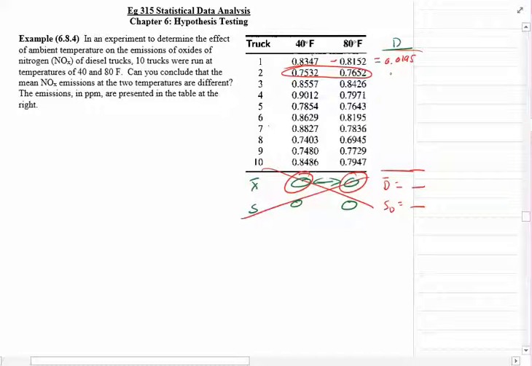Notice the second one is minus 0.012. You always want to subtract them in the same order. If you're going to go 40 minus 80, do it consistently. If you did 80 minus 40, that's okay too, but do it consistently.